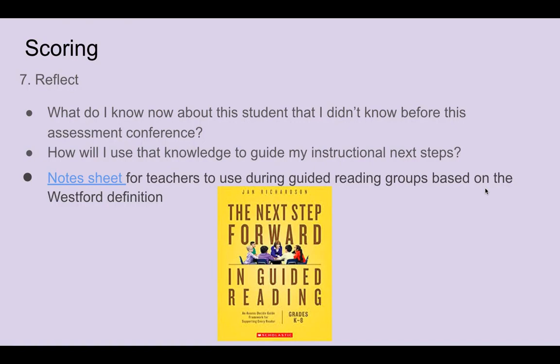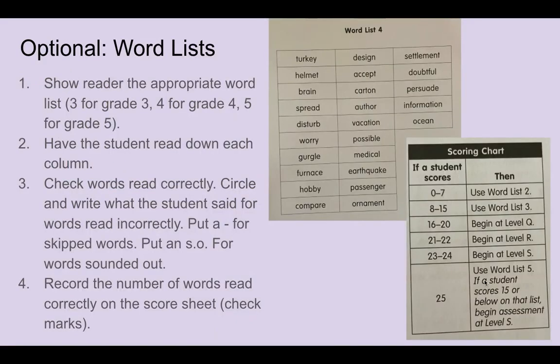And the last piece is the reflection portion on the form. You just ask yourself, what do I know about this student that I didn't know before this assessment conference? How will I use that knowledge to guide my instructional next steps? And then you can use this book to help you. There's also a notes sheet that you can use during your guided reading groups as well, if it's helpful to you. And then this is just the optional pieces I was mentioning.